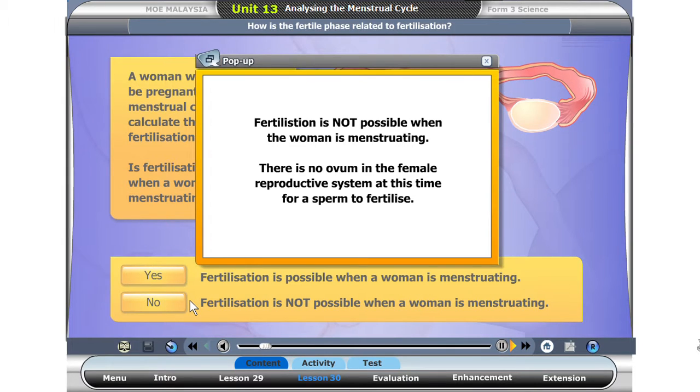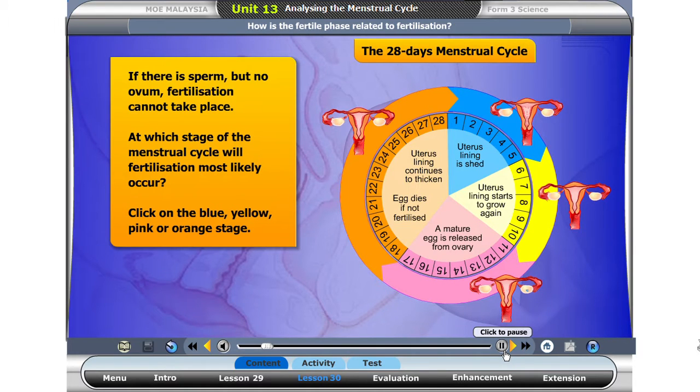Well, fertilization is not possible when the woman is menstruating. There is no ovum in the female reproductive system at this time for a sperm to fertilize. For fertilization to occur, there needs to be a sperm and an ovum. If there is sperm but no ovum, fertilization cannot take place. Therefore, consider the menstrual cycle.